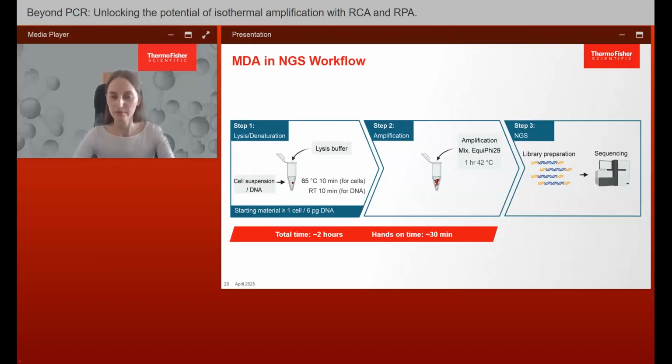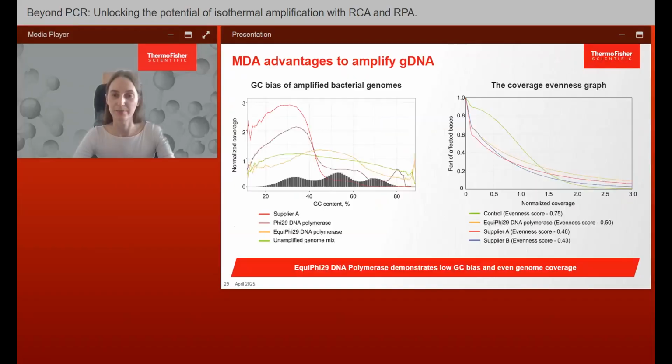But to ensure high-quality data, the whole genome should be amplified with even coverage and minimal bias. And to assess these features, we tested MDA using different strand displacing DNA polymerases. And this slide shows the results.